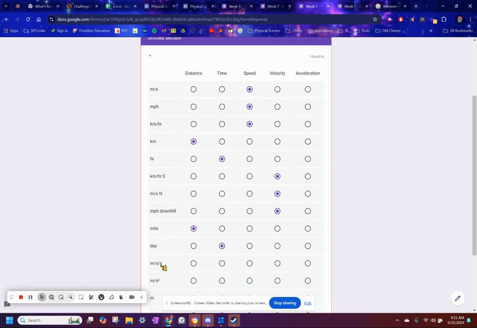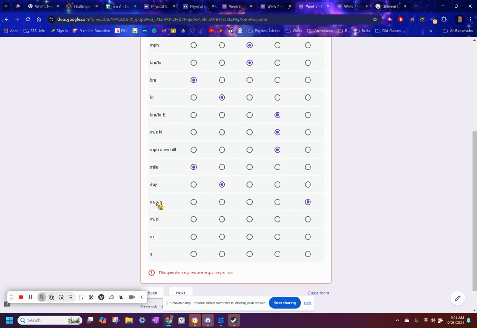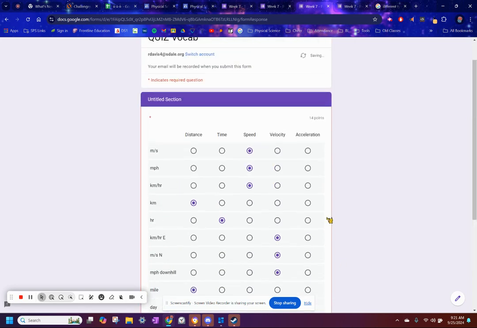Meters per second second. Anytime you see two S's at the end of something, that's going to be acceleration. That's new for this week. The same way to write seconds per seconds is with this little superscript, little baby 2, so it's also an acceleration.